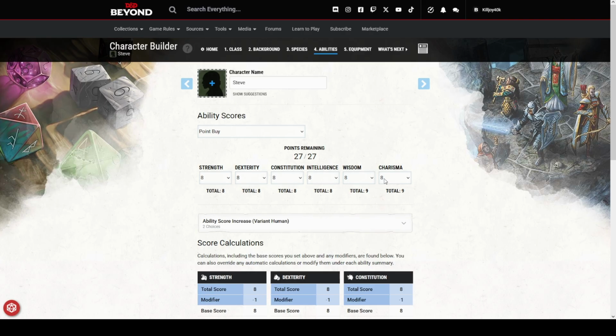You get 27 points and you buy ability scores. So 15. We're going to go with a 14, a 13, a 10, and then we're going to go 12 on this one, and we've run out of points. This is a little different.